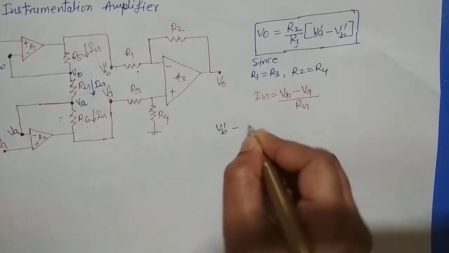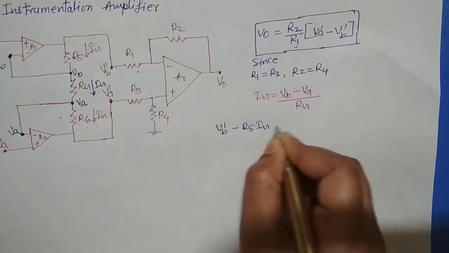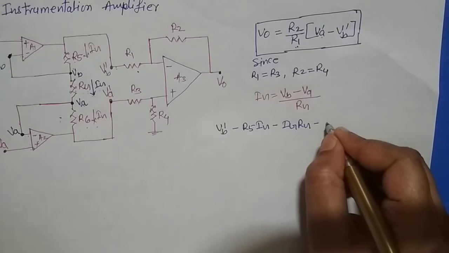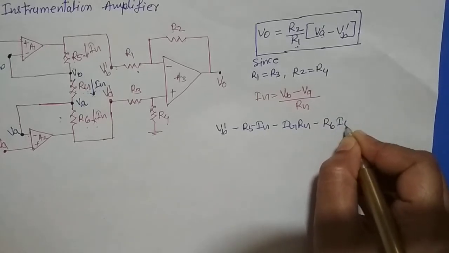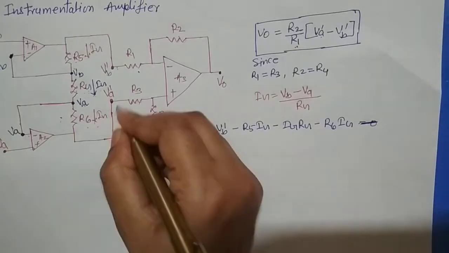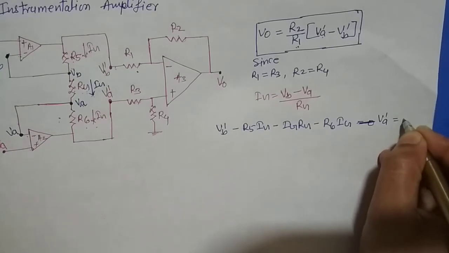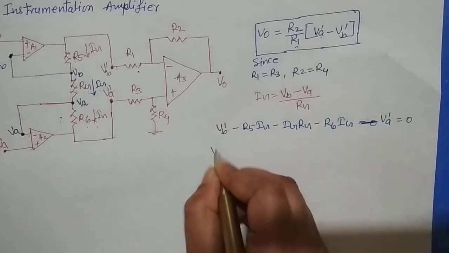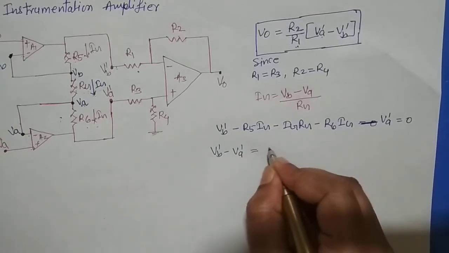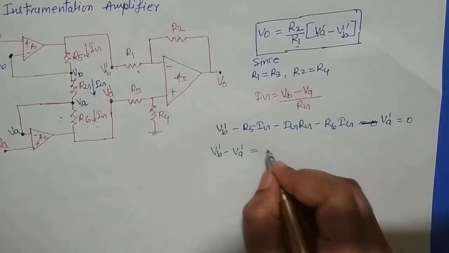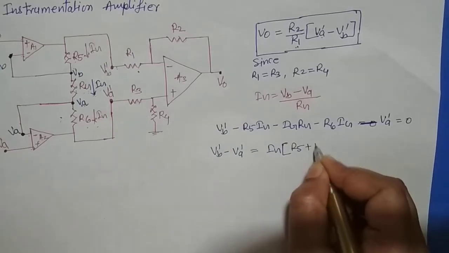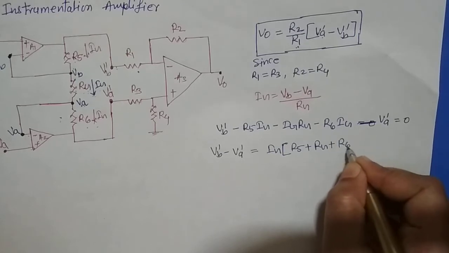Vb dash minus R5 into Ig minus Ig Rg minus R6 into Ig equals to minus of this voltage also Va dash equals to 0. Okay, so Vb dash minus Va dash will be equal to, here I am taking Ig as common, so Ig into R5 plus Rg plus R6.